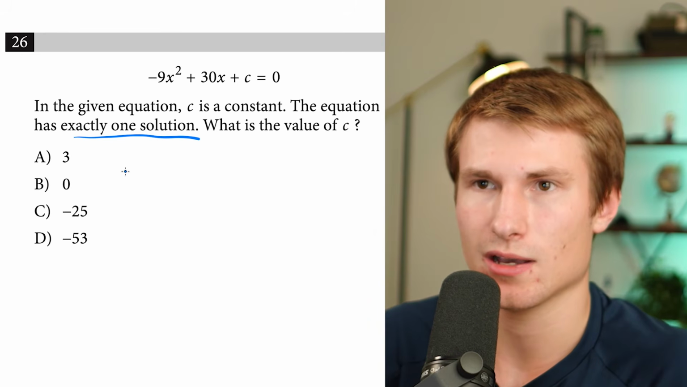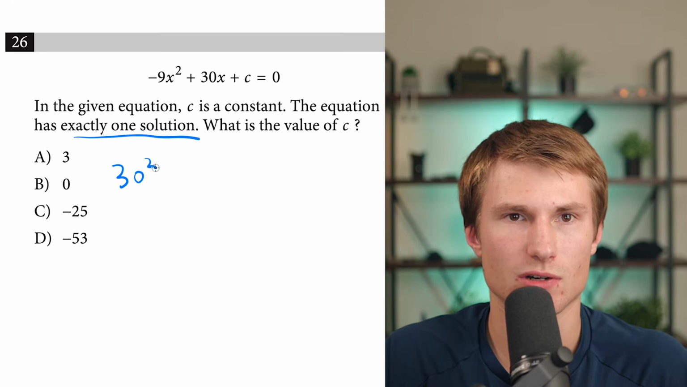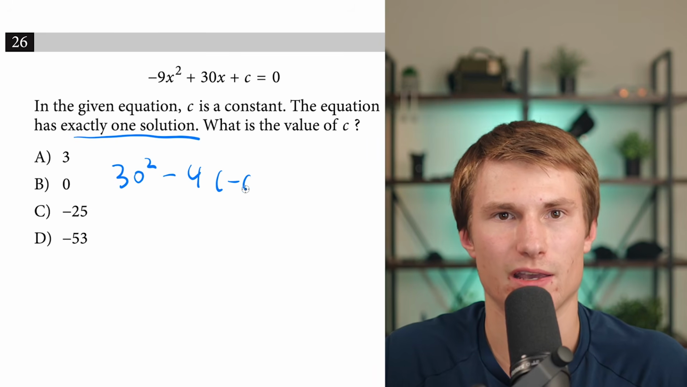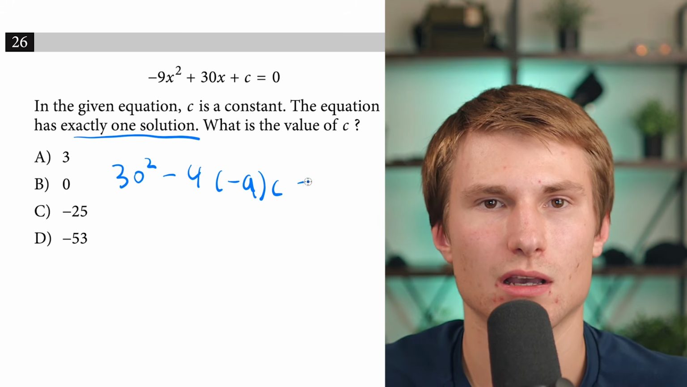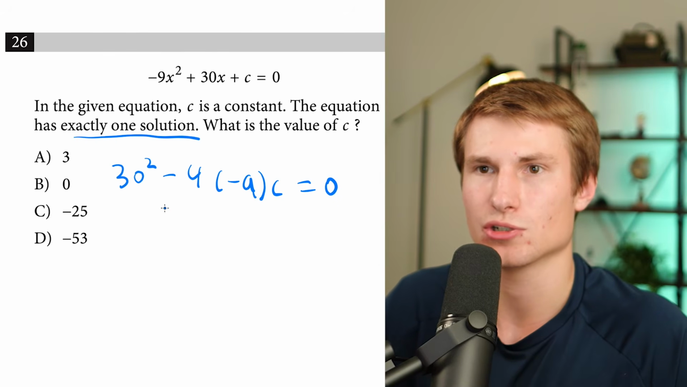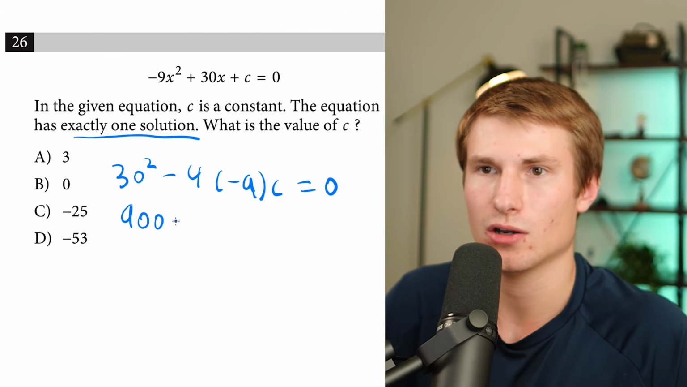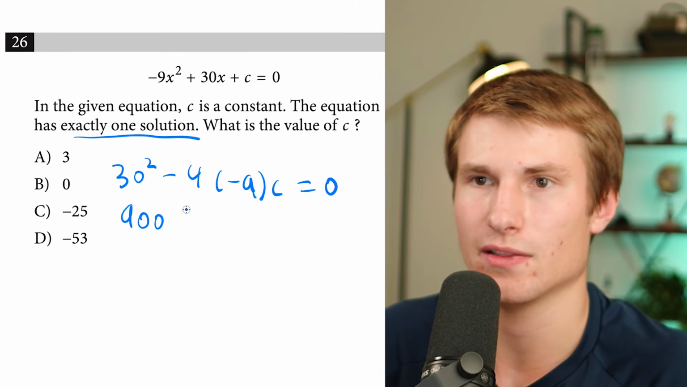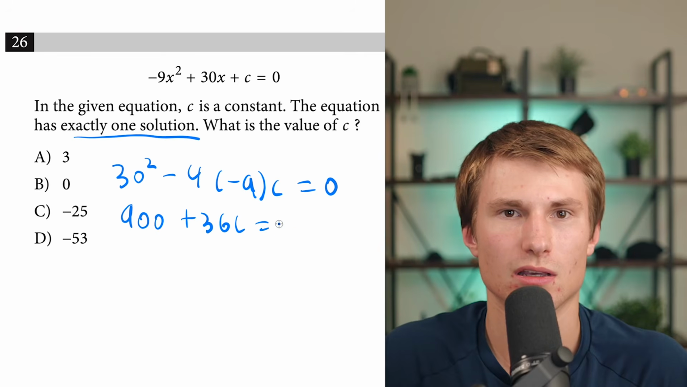So let's go ahead and do that. Our b value is 30, so b squared is 30 squared, minus 4 times a. A is negative 9 times c. That's going to have to equal 0 for there to be one solution. 30 squared is going to give us 900, minus 4 times negative 9. That'll give us a plus 36c equals 0.